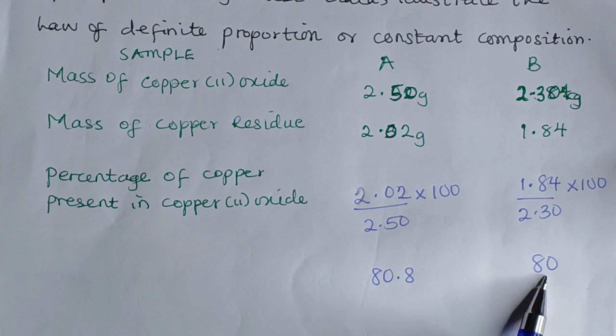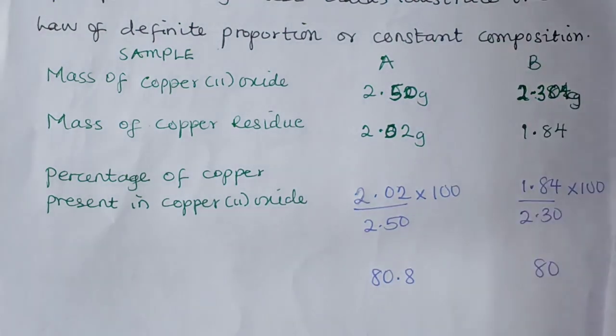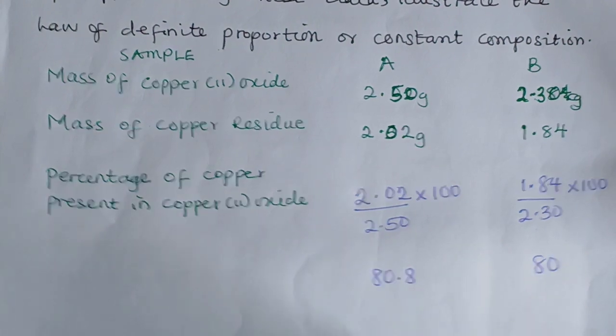That all pure samples of a particular chemical compound contain similar elements combined in the same proportion by mass. This is the law of definite proportion or constant composition, that is, anywhere, no matter the source of production, all pure samples of the same compound contain similar elements combined in the same proportion by mass. You can see here we have 80.8 and we have 80, almost the same.